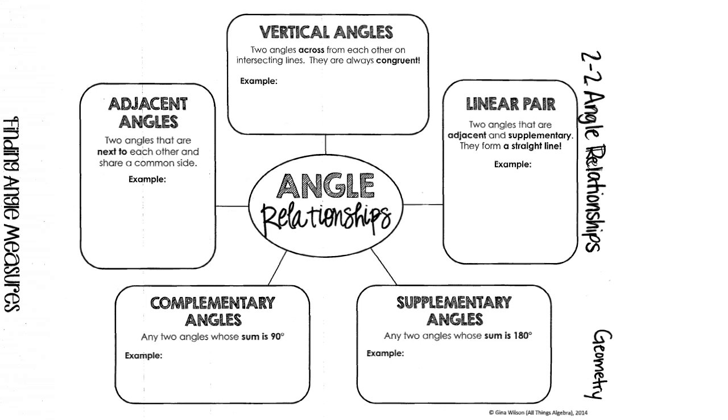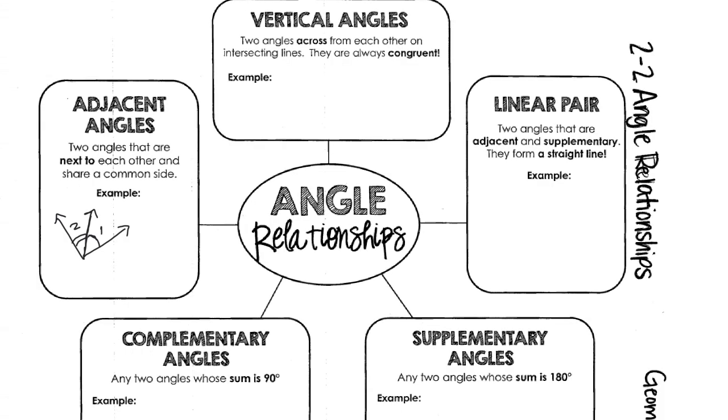Hey guys, today we're going to cover topic 2-2, which talks about angle relationships. The first thing we want to talk about is adjacent angles. There are two angles that are next to each other and share a common side. So I did this example here with angle 1 and angle 2, and they are adjacent because they share the same ray, okay, the same side here.